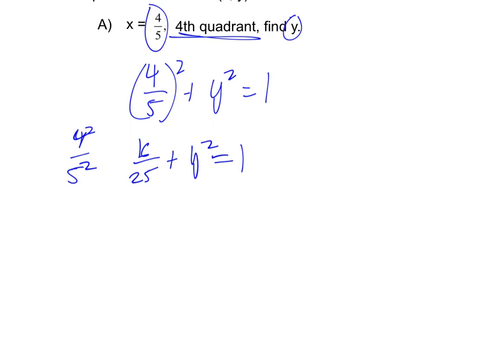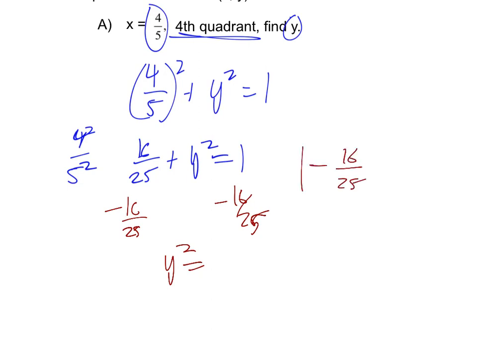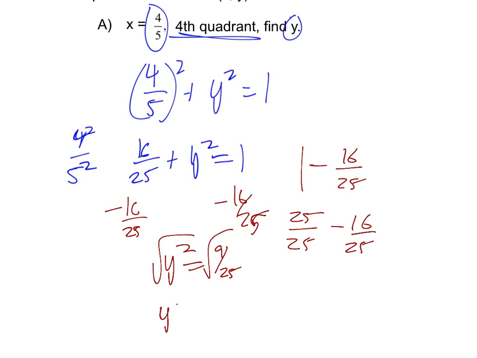So now, basic algebra, subtract 16 over 25 from both sides. Y squared equals 1 minus 16 over 25. So that becomes 25 over 25 minus 16 over 25, which becomes 9 over 25. So now square root everything. So y is going to equal 3/5. There's my answer. 4/5 and 3/5 are going to be it.